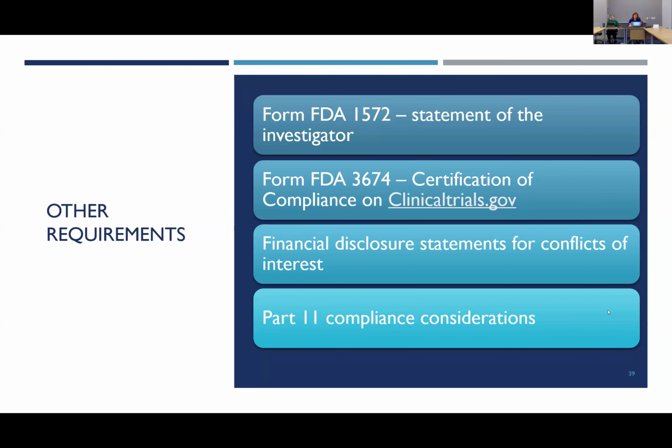So the form FDA 3674 relates to clinicaltrials.gov, and there's guidance out there as well about whether you need to post the study on ct.gov in order to comply with that. And then financial disclosures, even if you are not going to be submitting data to the FDA for a marketing indication, these conflicts of interest need to be collected before the investigation starts because it will be one of the places that you could get dinged for in an audit from the FDA.